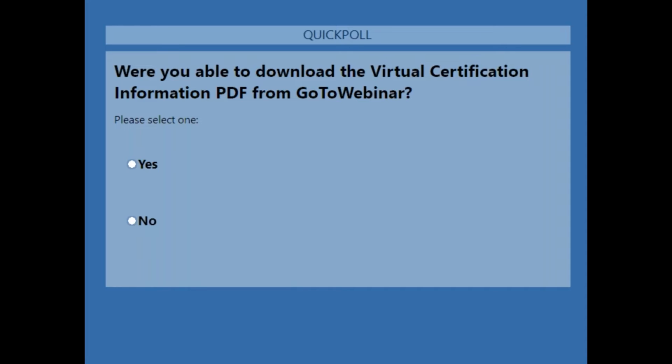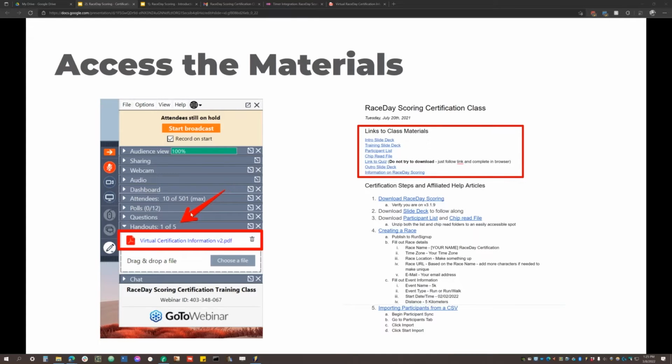So in GoToWebinar, on the right in the screenshot here, you should see a handout section. You should see a virtual certification information document. Matt, can you close the poll and then you can show it? Oh, yep. On the left here, you should see in the handouts section of GoToWebinar, there's a virtual certification information document. That's the one that you want. Looks like everybody's got it, so that's good.